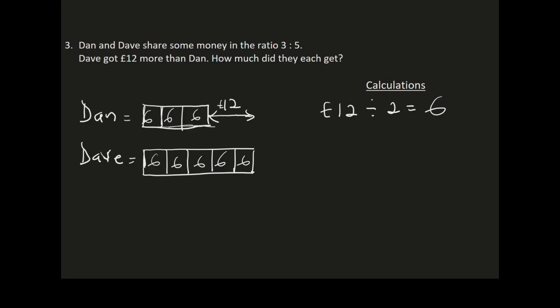So to work out how much each of them had, we have 6 times 3, that gives us 18. And for Dave, we have 6 times 5, and that gives us 30. So in total, Dan receives £18 and Dave receives £30.